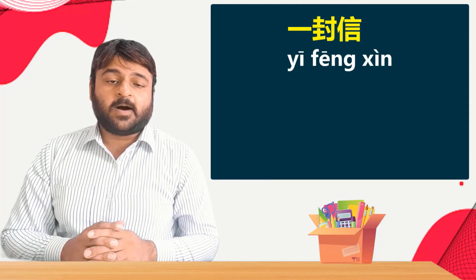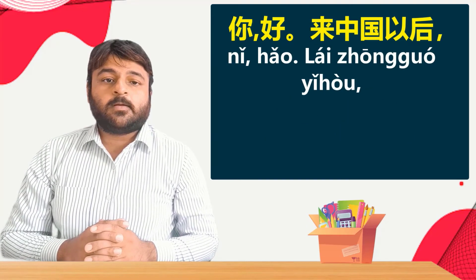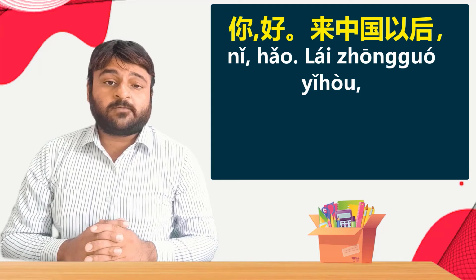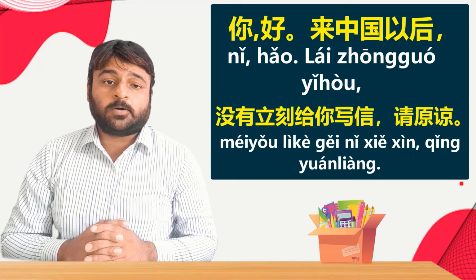Let us now read the text of this lesson. 一封信. Feng is the measure word for letters. Xin is a letter. So this is a letter we are about to read as the text of lesson 33. 杨子同志, Yang Zi, this is the name of a person. Tongzhi, comrade. Comrade Yang Zi. 你好, hello. 来中国以后, after coming to China. 没有, could not or did not.